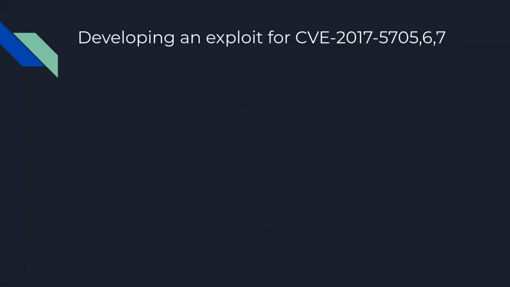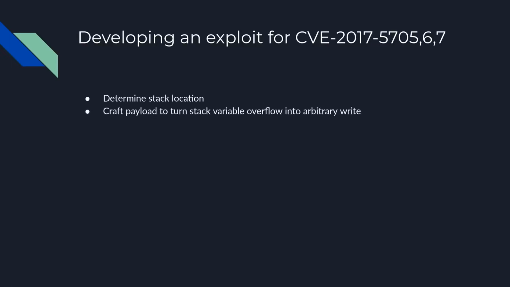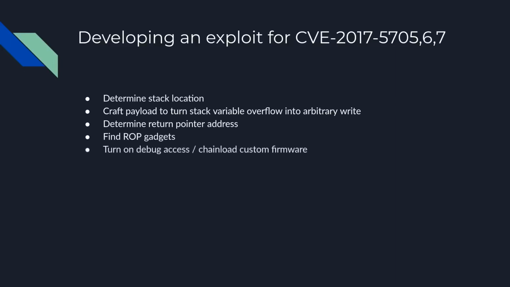So if you want to do that, you need to figure out where the stack lives. You need to write a payload that will actually get it from a buffer overflow on a stack that, by the way, uses stack cookies. So you can't just overwrite the return address to turn that into an arbitrary write. And you need to find out what the return pointer address is so you can overwrite it. And you need to find ROP gadgets because the stack is not executable. Right, and then when you've done that, you can just turn on debug access or chain load a custom firmware or whatever.